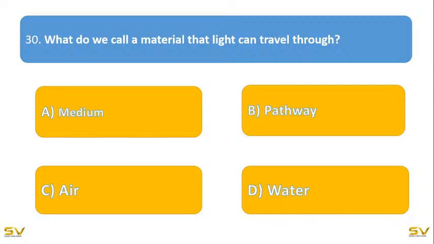So what do we call a material that light can travel through? When light is traveling through any material, what do we call that material? We call it medium, we call it pathway, we call it air, we call it water.